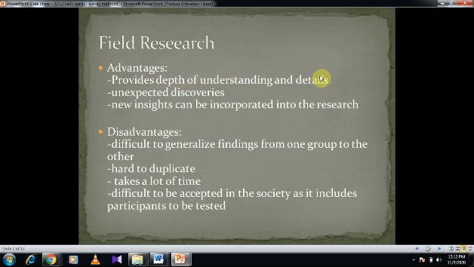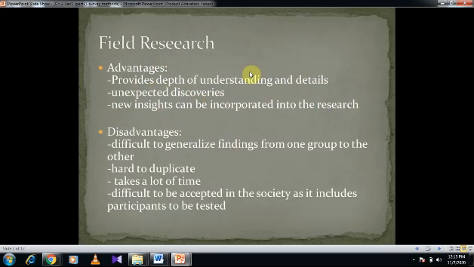The experiment is run on real life people in real life situations. There are no artificial resources. So it gives you a lot of information and understanding on the experiment itself, on the people itself, and a lot of details. Unexpected discoveries: you would never know how people react until you put them in a certain situation. New insights that can be incorporated into the research.